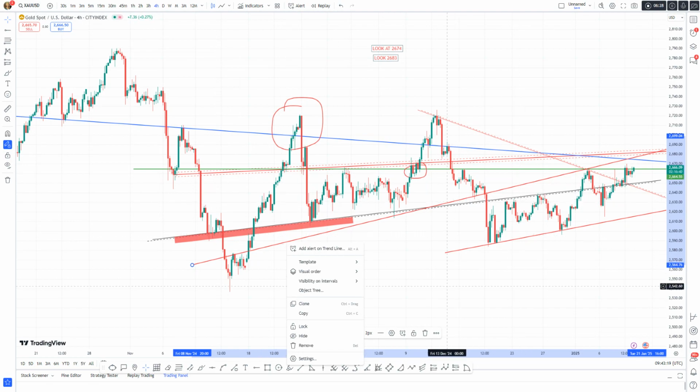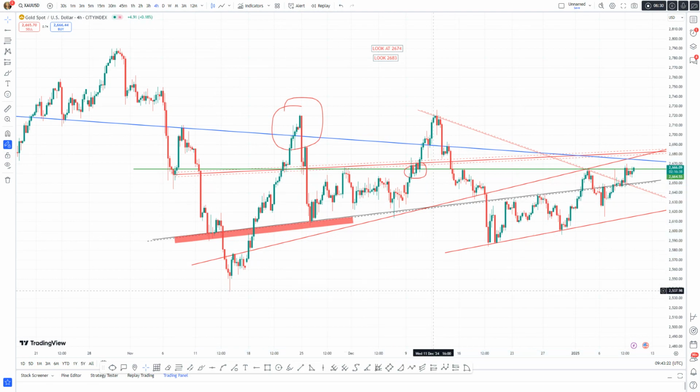So what we see technically is that the pair is doing exactly what we want, and at the moment we are going to see how.